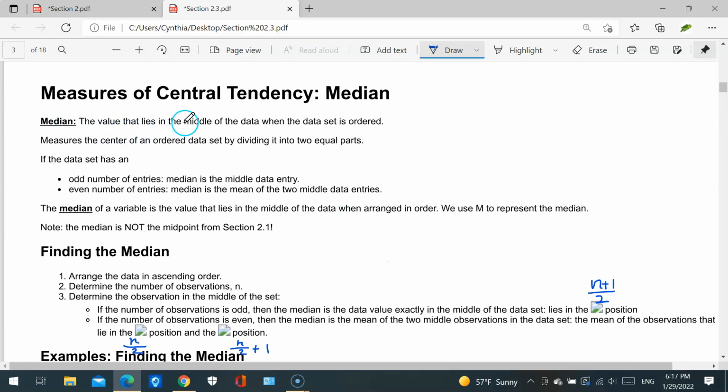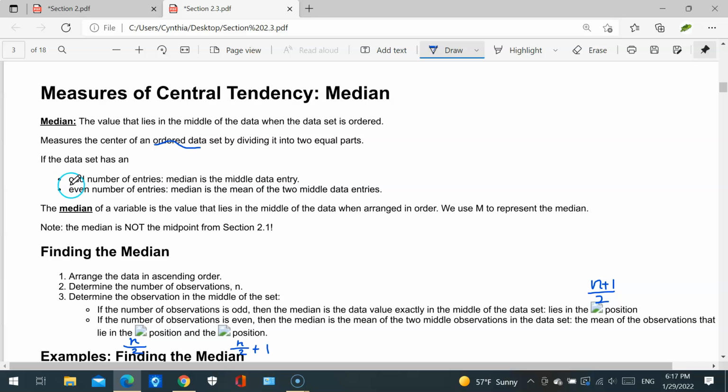The median is the middle of your data. Before we find the median, we need to put the data in order, right? You have to make sure your data is in order. Otherwise, your median does not represent the true median, and then we go find the middle.